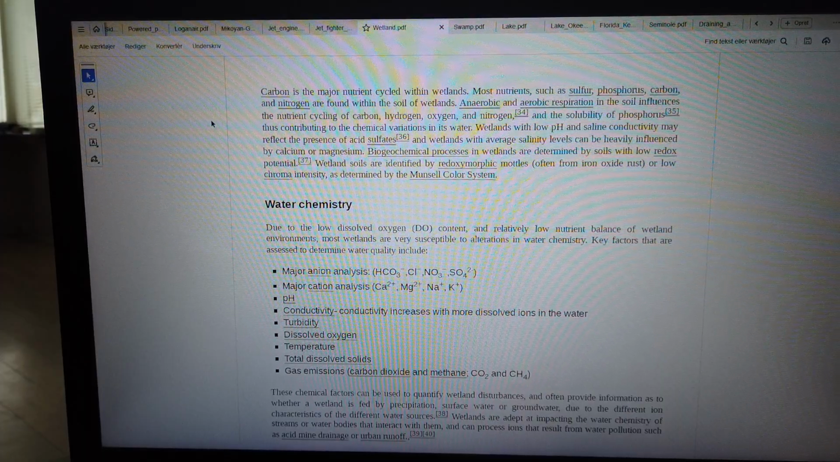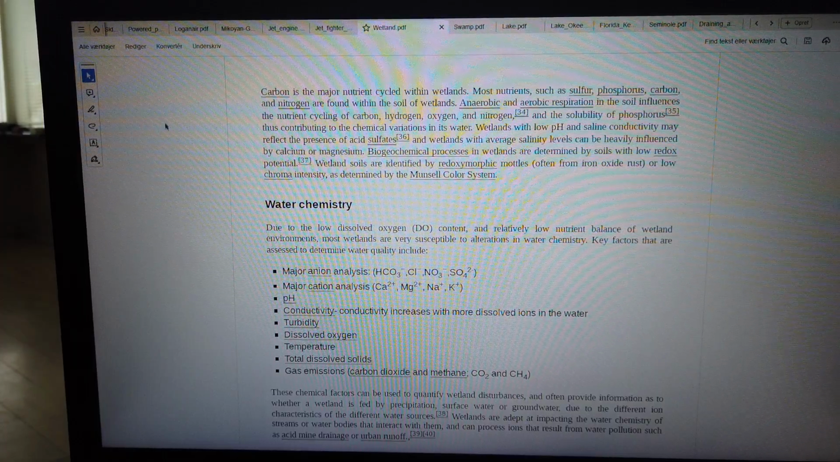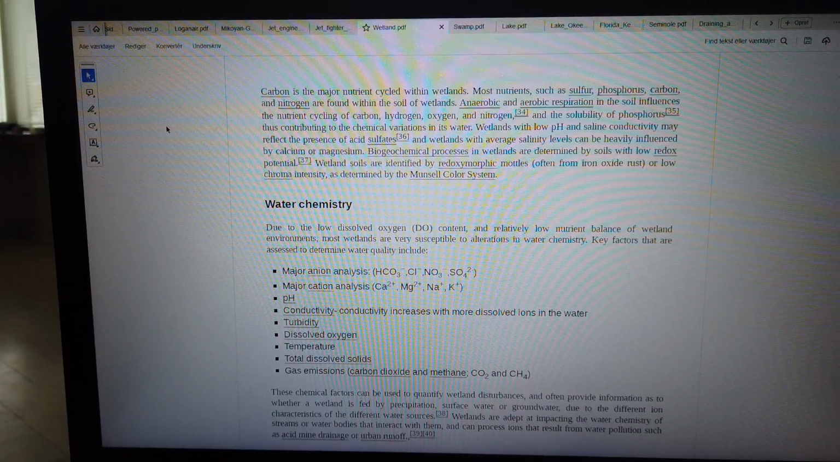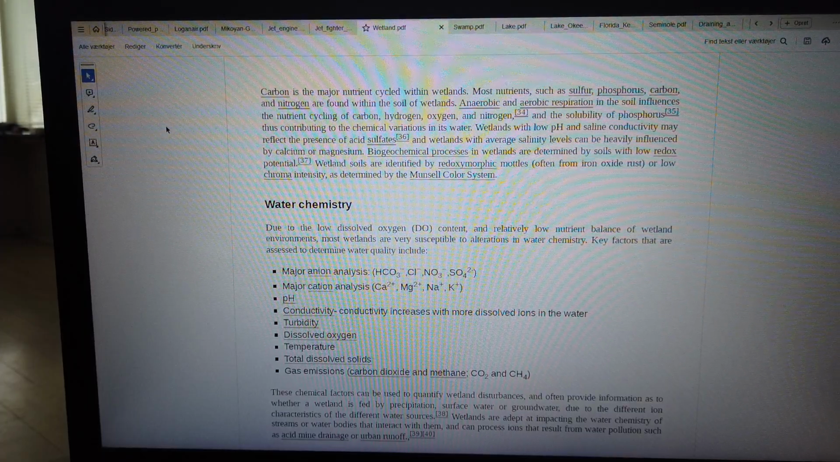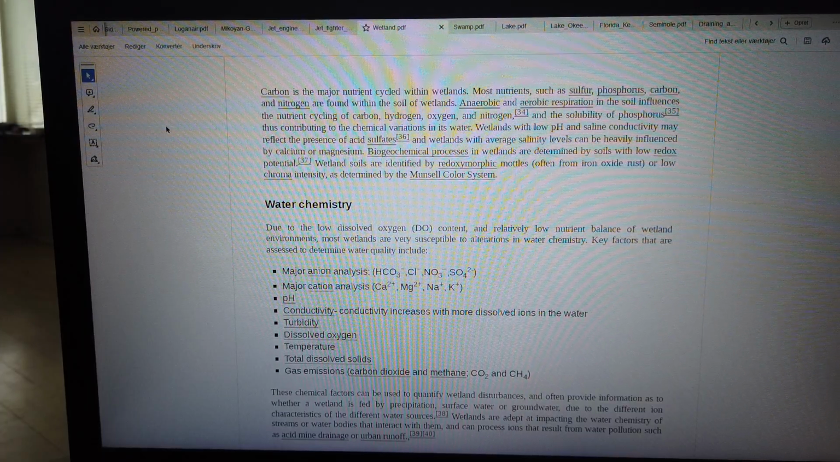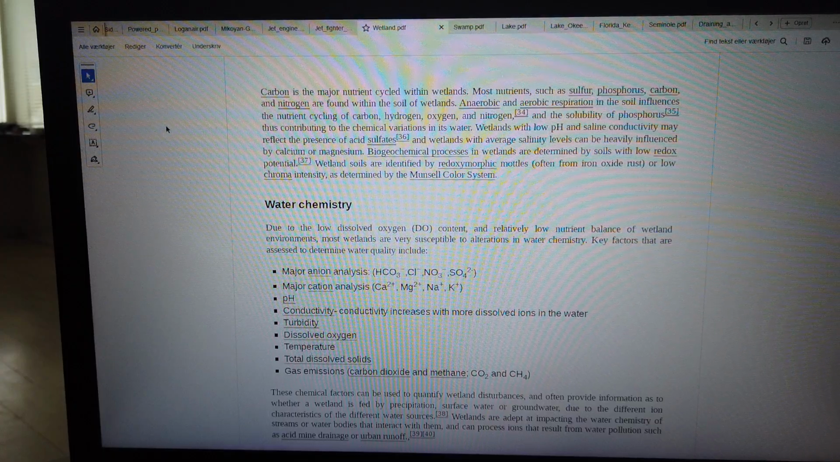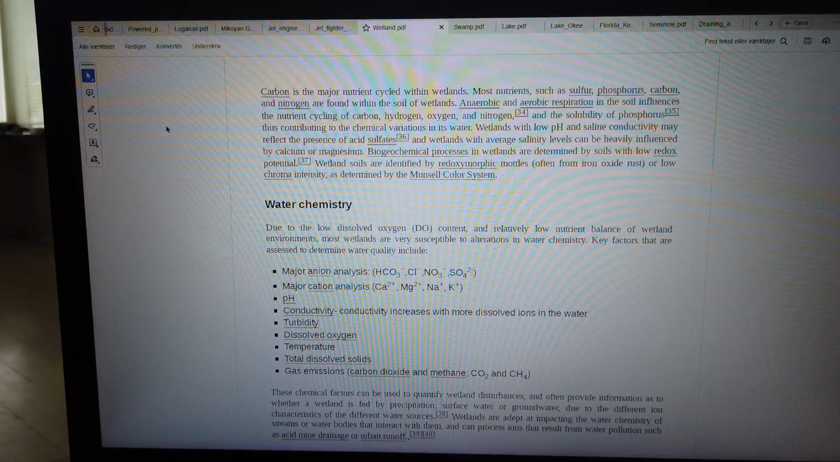And the solubility of phosphorus, thus contributing to the chemical variations in its water. Wetlands with low pH and saline conductivity may reflect the presence of acid sulfates, and wetlands with average salinity levels can be heavily influenced by calcium or magnesium.